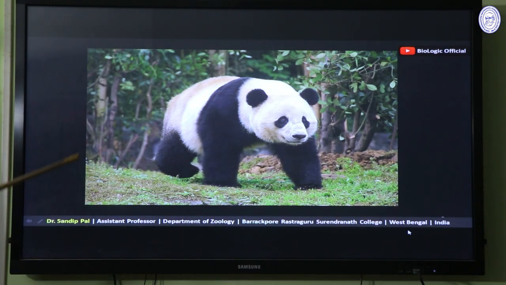This one is giant panda. As you all know that giant panda is the flagship species of WWF, and they are now very much endangered, because they rely on a special kind of bamboo, the amount of which is continuously decreasing, and that's why their population is also decreasing.